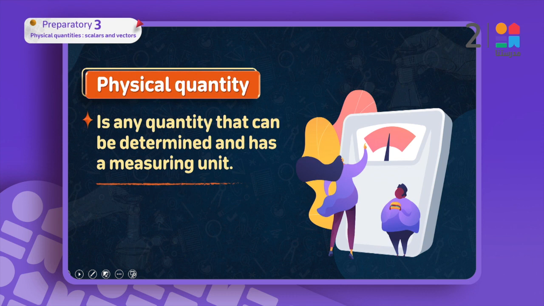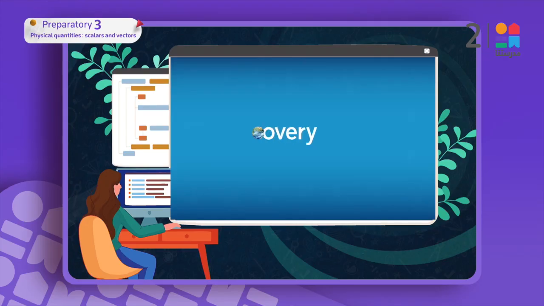نقرا كده ال definition مع بعض. It's any quantity that can be determined and has a measuring unit. يعني حاجة اقدر بسهولة اتعرف عليها. تعالوا كده نشوف examples.